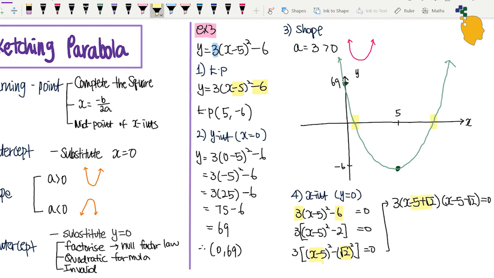And use null factor law to solve for x. All you have to do is just switch the sign for all the terms here. So from the first bracket, we have 5 minus root 2. Second bracket, we have 5 plus root 2. So put down your values on your graph, and this is the graph of y equals 3 bracket x minus 5 squared minus 6.